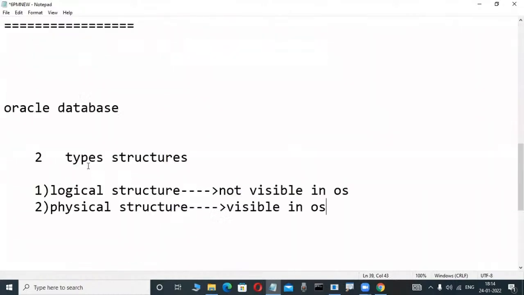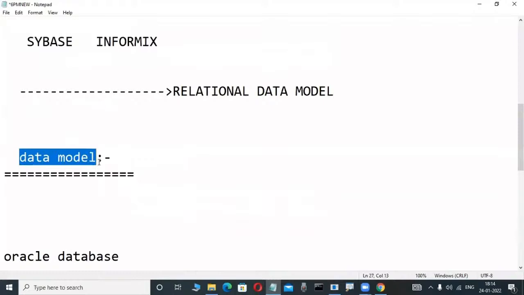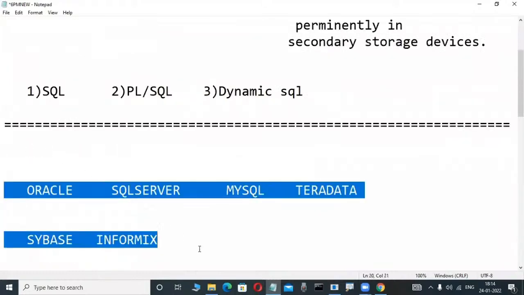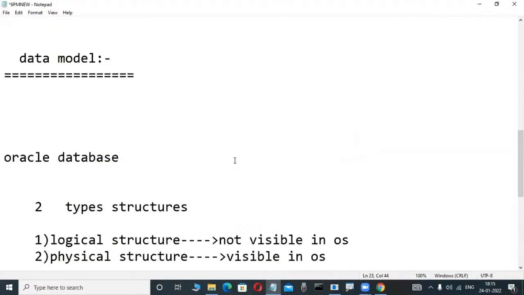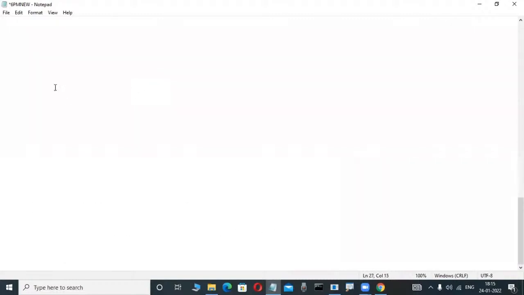Don't worry. Now observe here. What is a data model? These products are all implemented based on which concept? The relational data model, from 1970 onwards. This is a new model, introduced by one fellow. I will tell you, but before that, what does data model mean? It's easy. Does anybody have an idea?